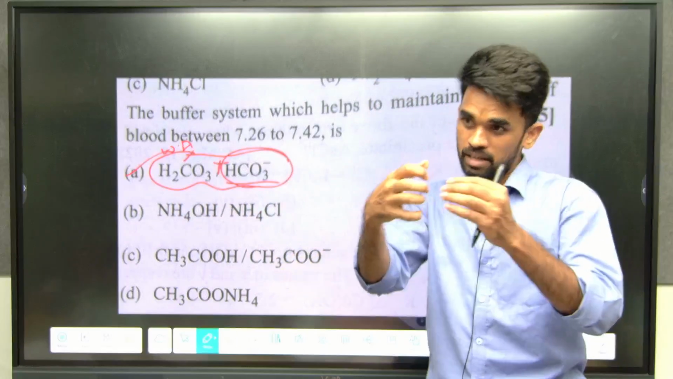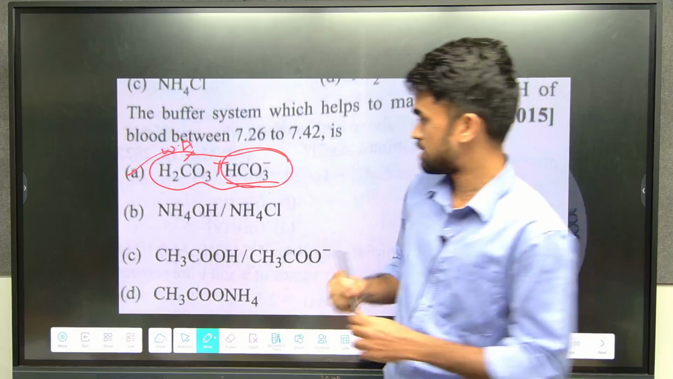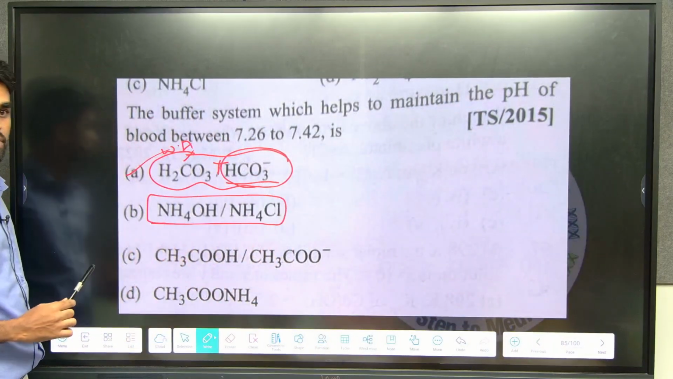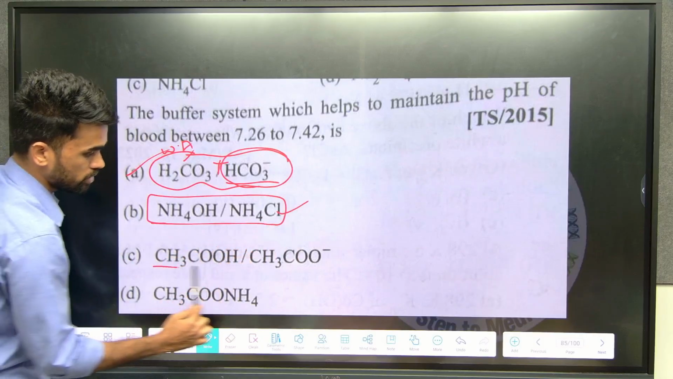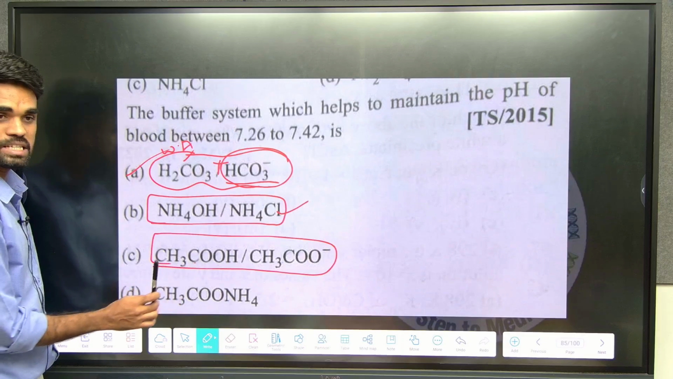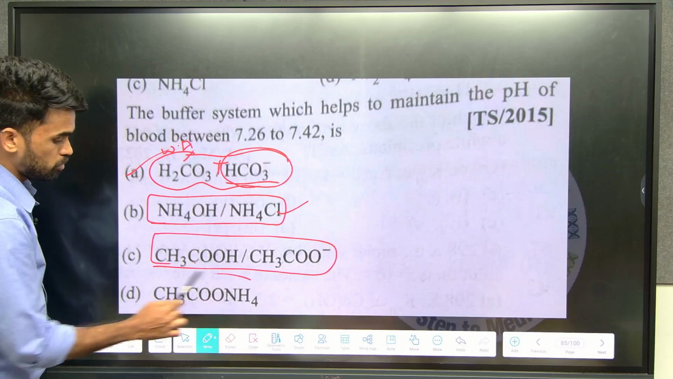Now let us diagnose this with some other examples. Like, see, tell me, what about this salt solution? What type of base? What about this one? What about this? Acidic buffer or basic buffer? What about this?